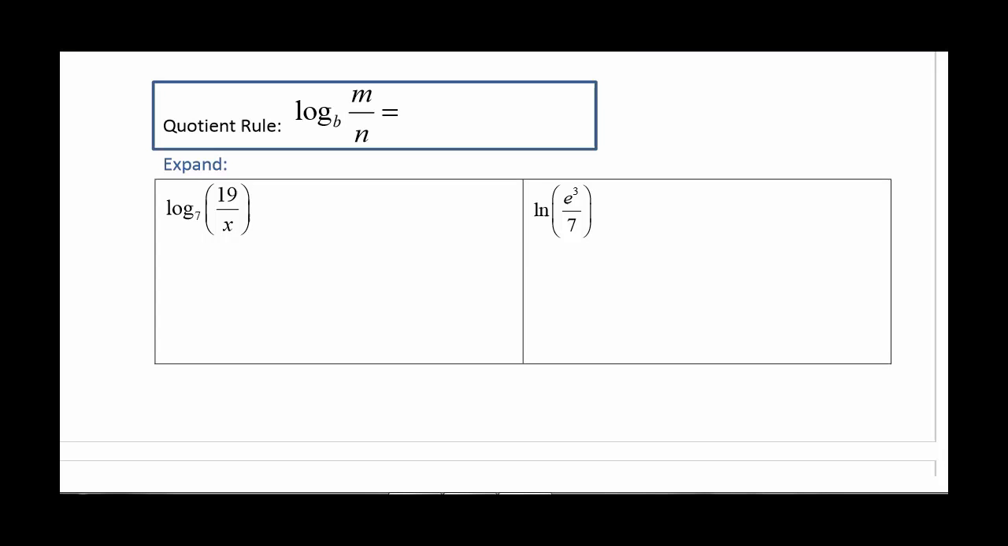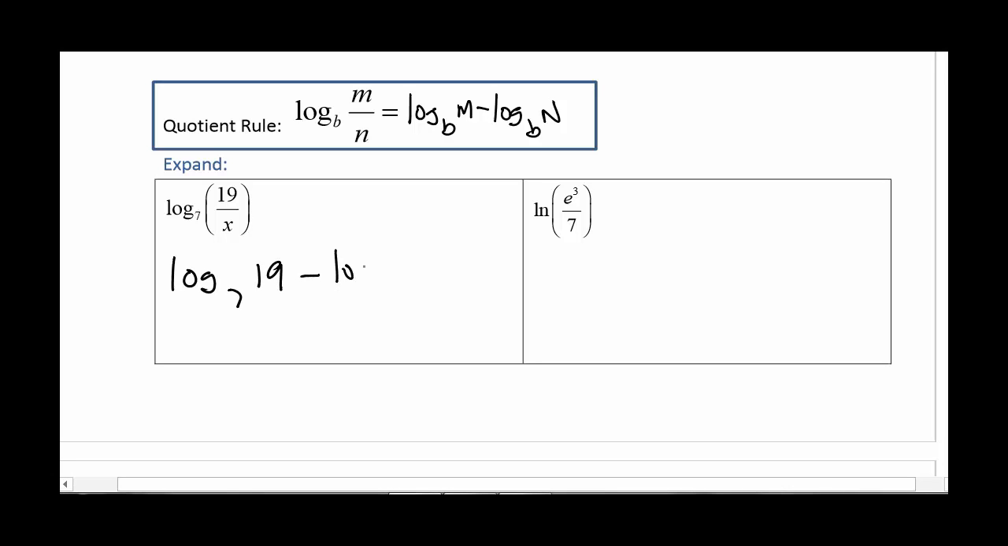The next rule we're going to look at is the quotient rule. This is where we are dividing inside a log. And when we are dividing inside a log, we will break this up as a subtraction. Okay, so let's look at some examples of that. The log base 7 of 19 over x, we can break apart as log base 7 of 19 minus log base 7 of x. And in the next example, we've got ln. Remember, ln is just log base e. Kind of reminds us of that.